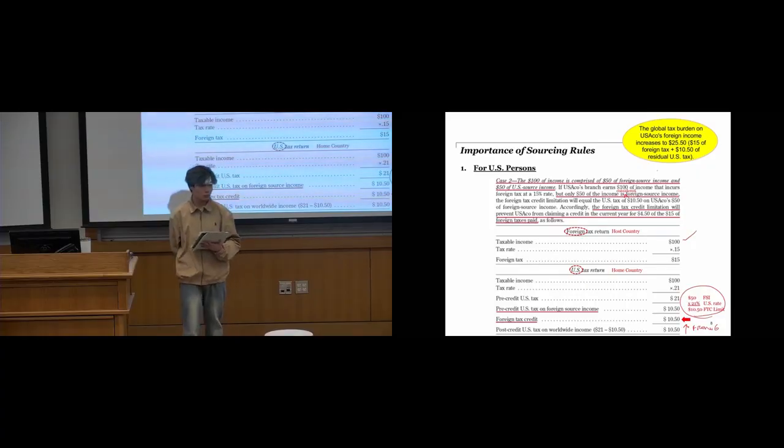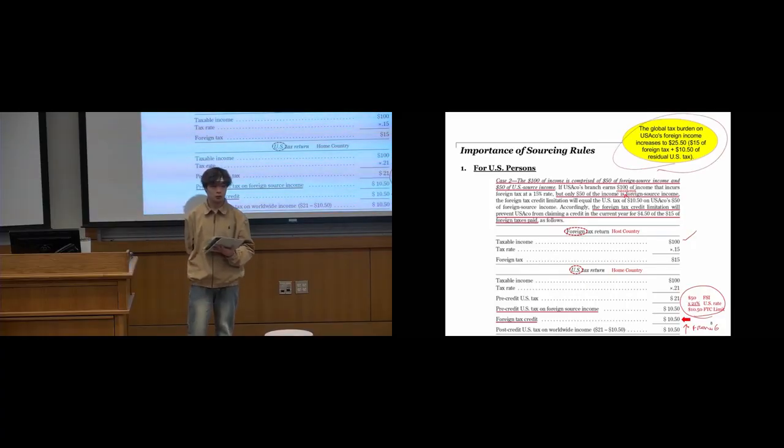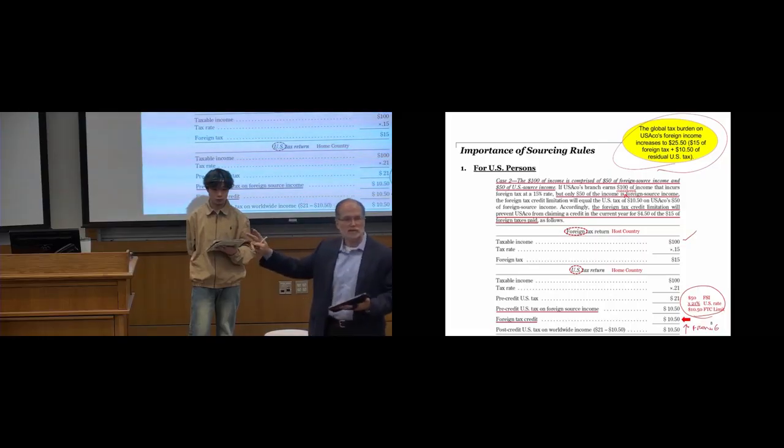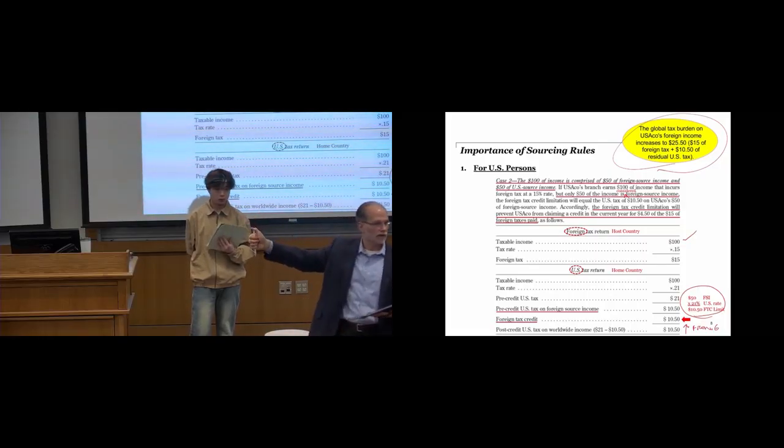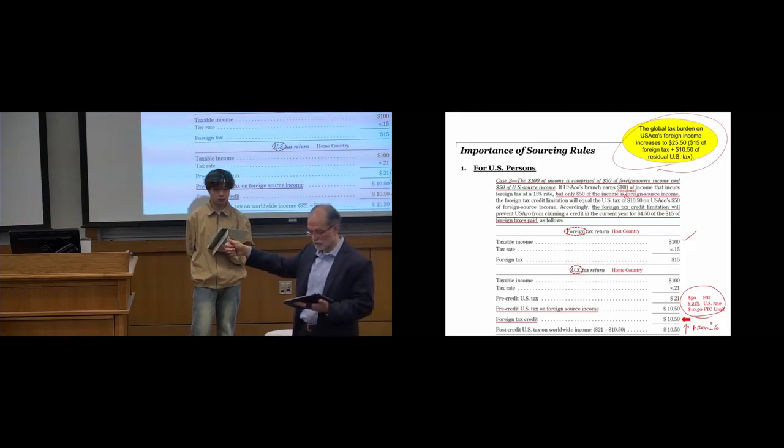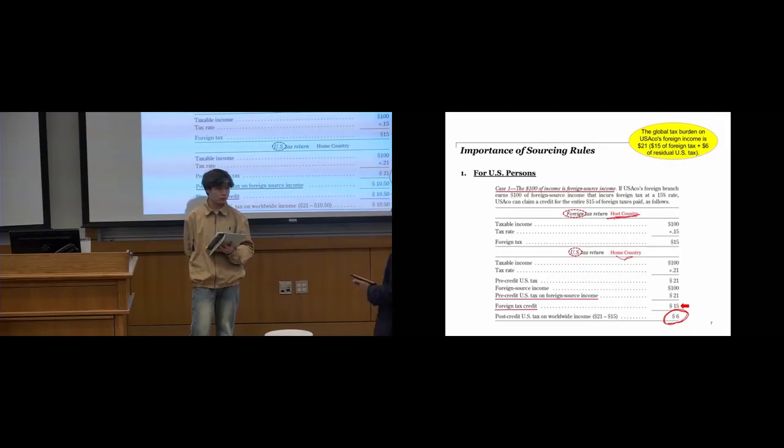So in the bubble here, I try to summarize all this for the key takeaways. So I got $15 of foreign tax that I pay, right? That's my host country. And I paid $10.50 to the United States. So my total tax went up to $25.50. That's more than this 21.